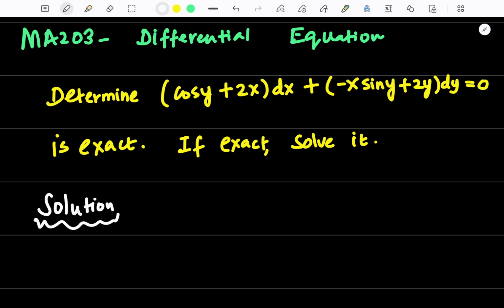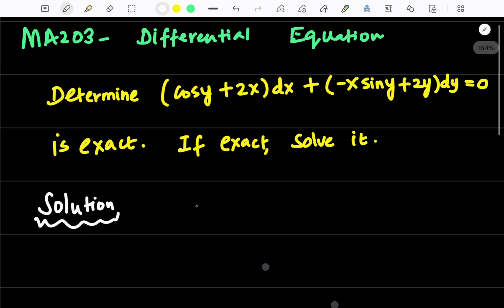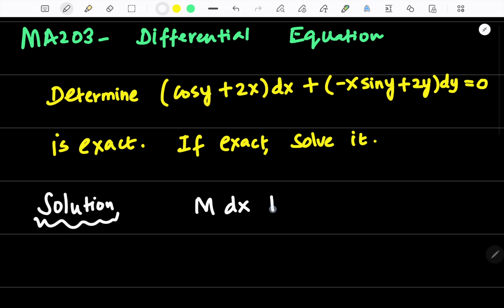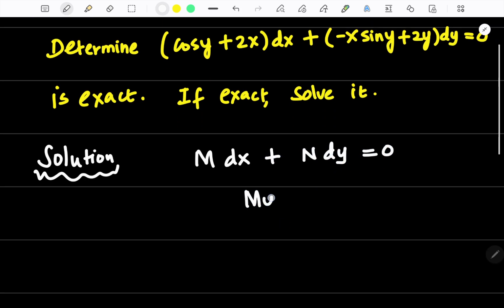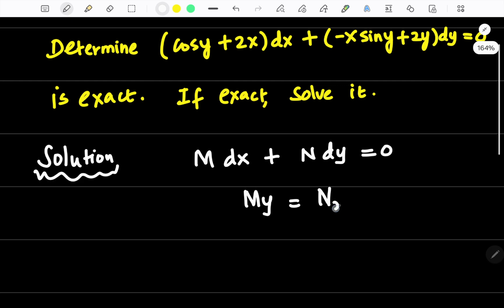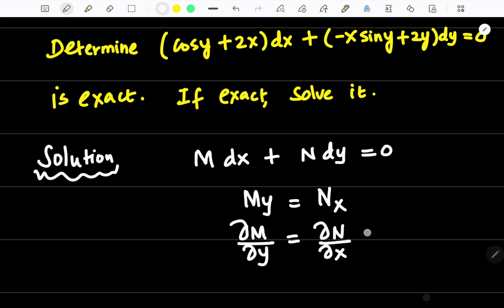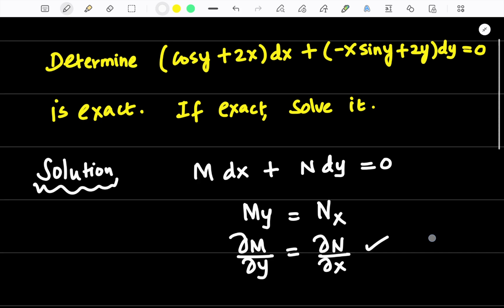In this video, I'm going to solve one question related to exact differential equation. What do you mean by exact differential equation? If the equation is in the form M dx plus N dy equal to 0, then M differentiated partially with respect to y is equal to N differentiated partially with respect to x. You can also write this as dou M divided by dou y is equal to dou N divided by dou x. If this condition is satisfied, then we can say that the given differential equation is exact.